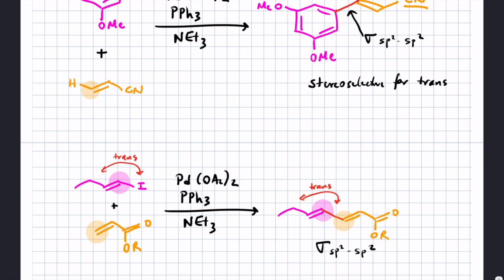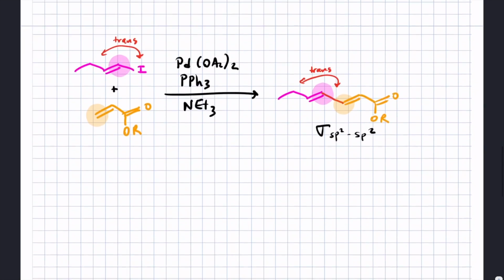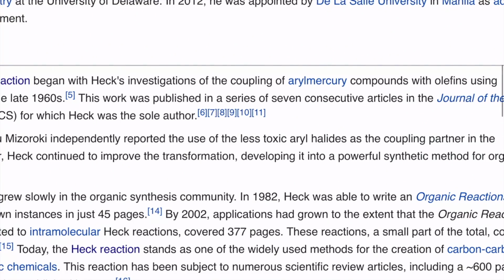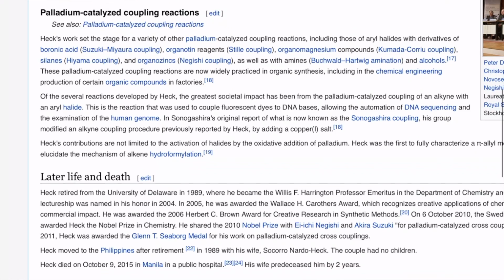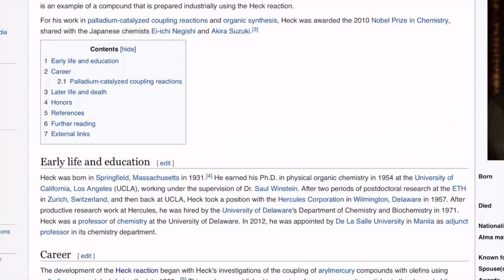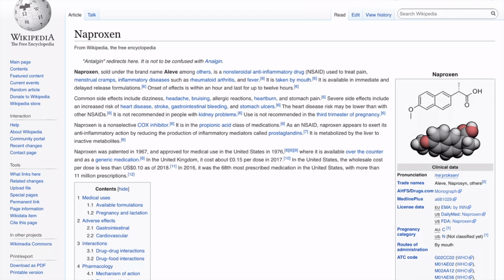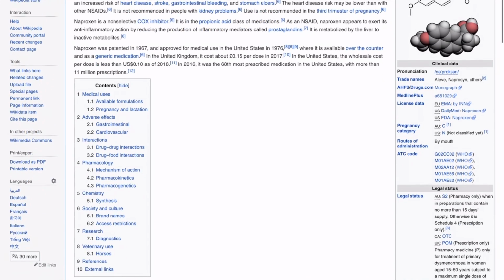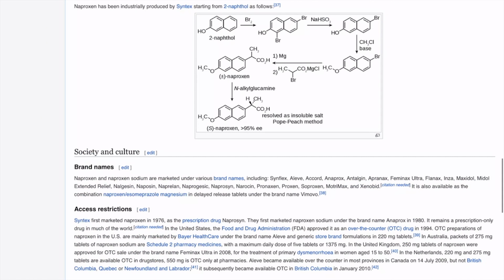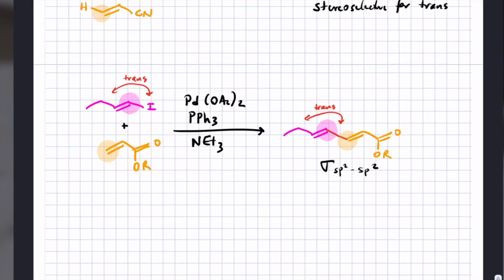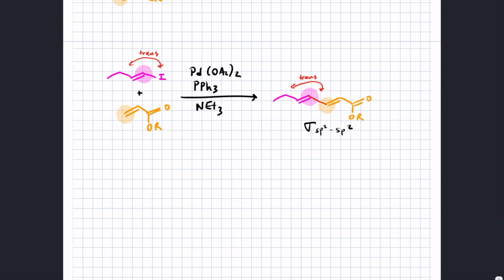All right. So let's take a look again at the Heck reaction and see whether we can find an example. Let's look up naproxen. Well, I guess I didn't find what I was going to be looking for. So that is the Heck reaction.